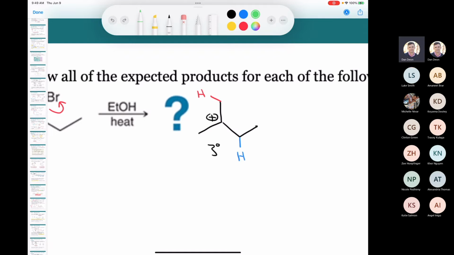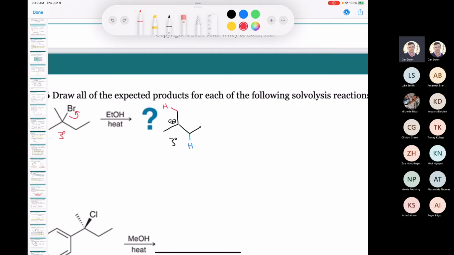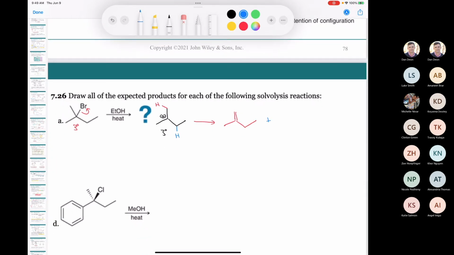If you were to pull off the red proton, you would make the double bond here. So let's draw that product. It would look like this, where you would have the double bond here, and there you have it. If you pulled off the blue proton, you would have the double bond here. So let's draw that. 1, 2, 3, 4, like this. And remember, there's no cis or trans to speak of here, so we don't have to worry about that at all.